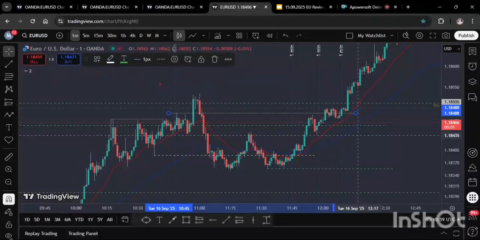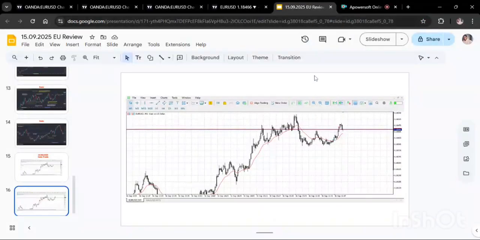I want my strategy to be so mechanical and systematic that if this is that, then we enter a trade, and if it's not that, we don't enter the trade. So that is the reason why I took this trade right here.